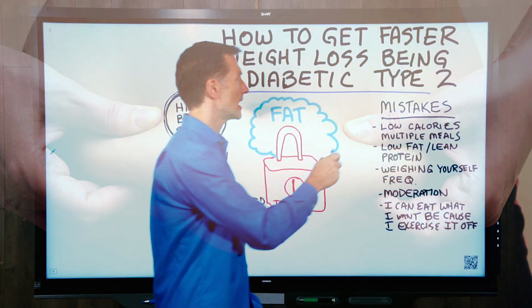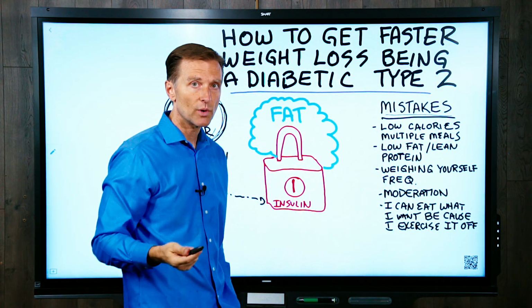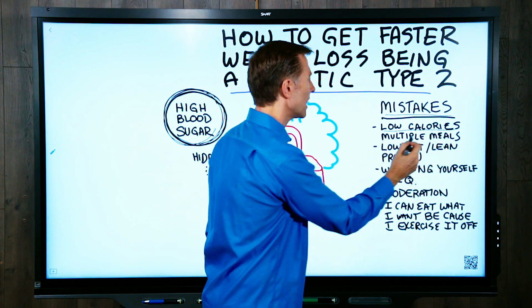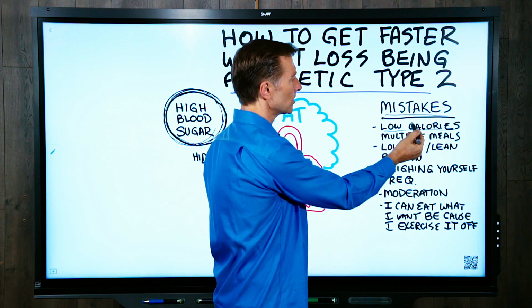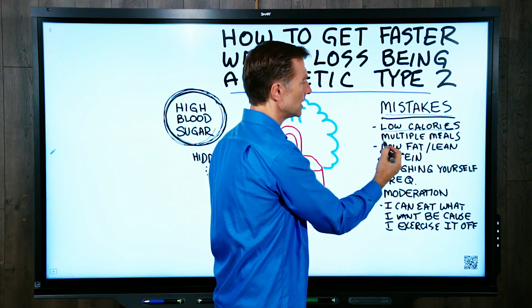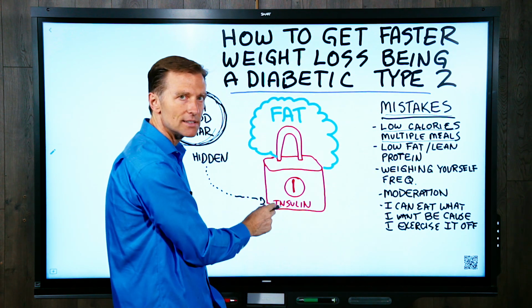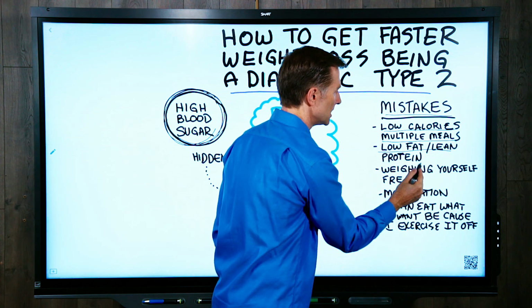Now, if we look at the mistakes that most people make, not knowing this information, and they're trying to lose weight and they're diabetic, they're going after the low calories. Lowering your calories does not lower insulin. And because they're on a low calorie diet, they're going to have to eat multiple times through the day. That will actually raise insulin, not lower it. And then they do low fat, lean protein.